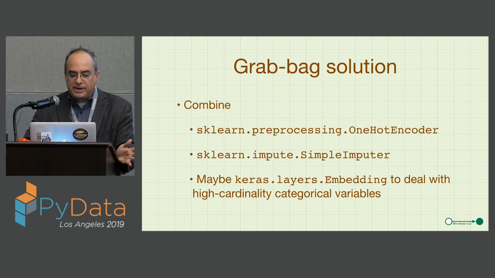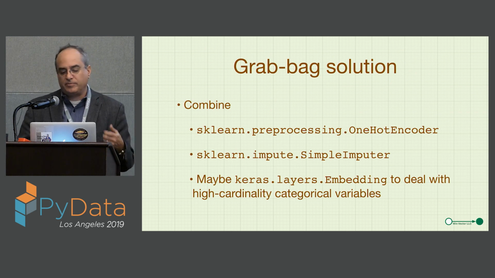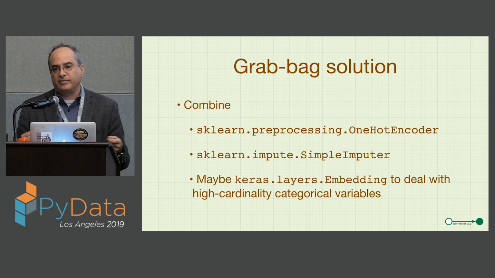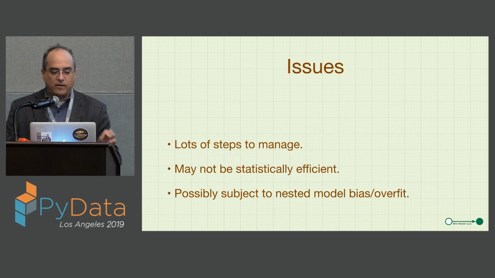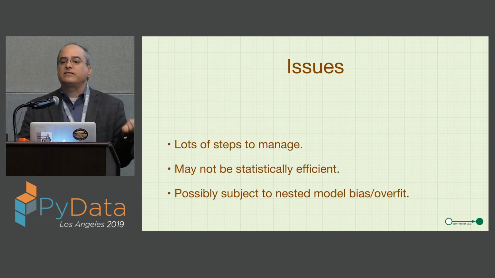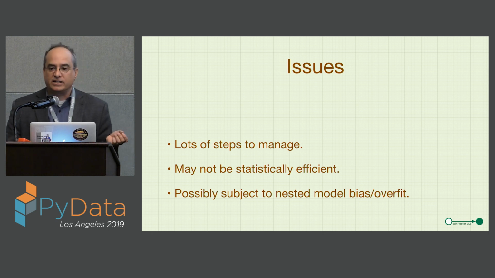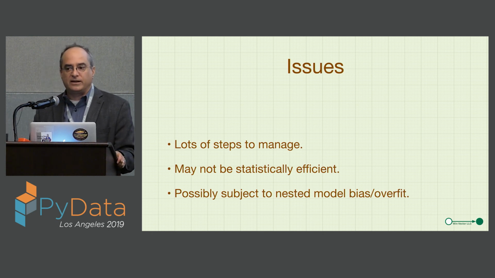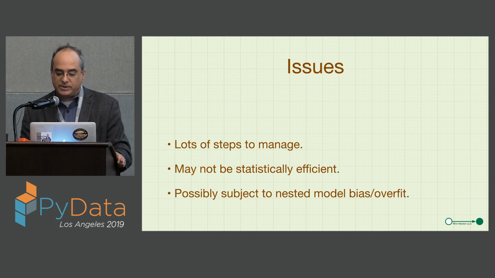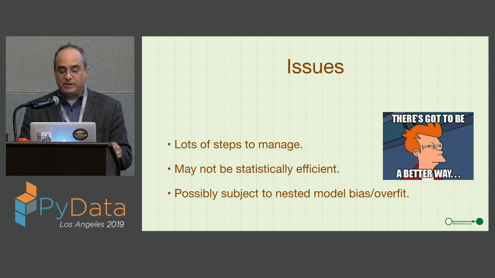So, grab bag solution: scikit-learn, one-hot encoder plus the simple imputer plus maybe a Keras embedding layer to eliminate. No. So why would we not do that? Lots of steps to manage, may not be statistically efficient, and possibly subject to this sort of overfit bias that a lot of people haven't considered very deeply, though the stacking community has thought about this quite deeply. So basically, there's got to be a better way.